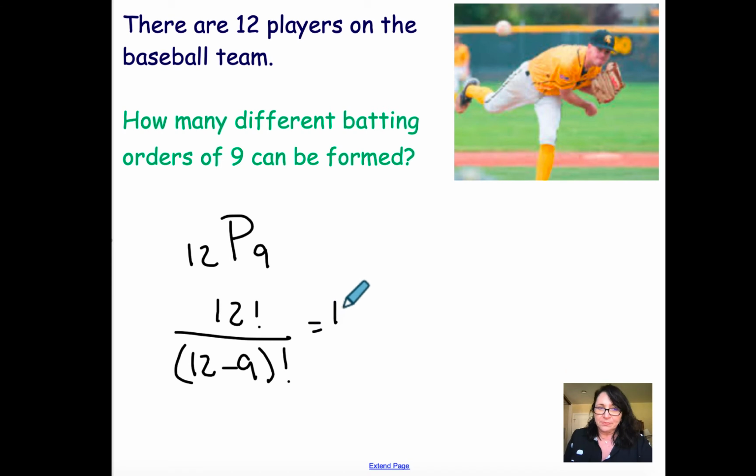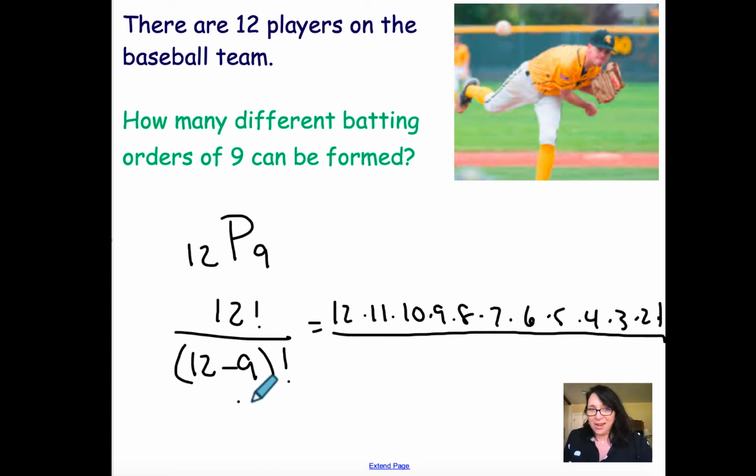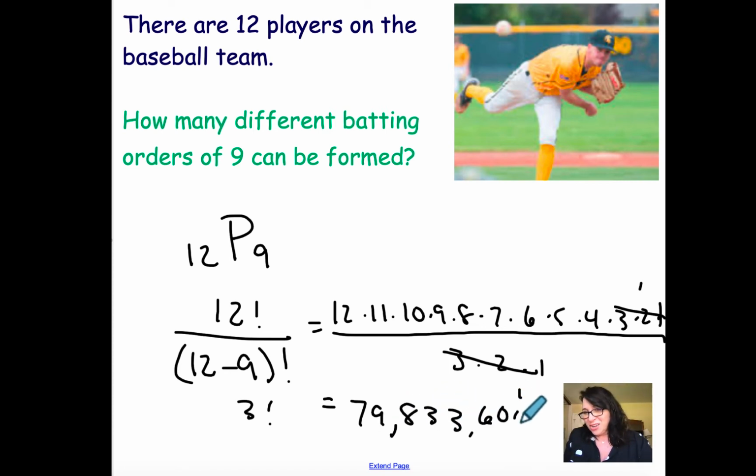So that's going to be 12, 11, 10, 9, 8, 7, and then 6, and then we have 5, and then 4, then 3, then 2, then 1, over 12 minus 9, which is 3 factorial, which is 3, and then 2, and then 1. So we cancel out the 3, 2, 1. That's 1 over 1. And we have 12 times 11 times 10, etc. And that ends up to be 79,833,600 choices. Those are the different ways that we can have the batting orders of 9 people out of 12 be formed.